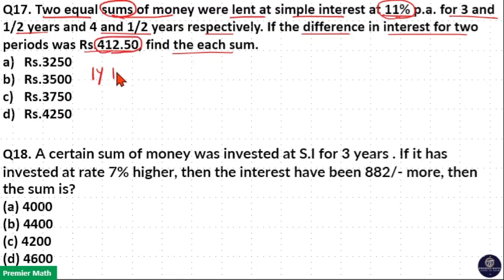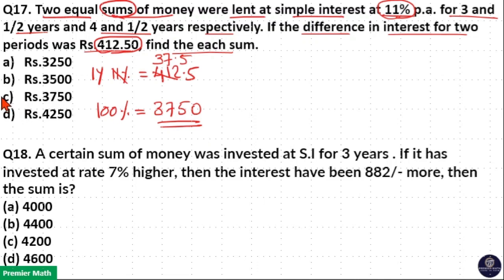So for 1 year at 11% per annum, the interest received is equal to 412.5, because sum and rate are equal. 11 goes 3 times in 41. Remaining is 8. 11 goes 7 times in 82. Remaining 5. 11 goes 0.5 times in 5.5. So 1% is equal to 37.5. Then 100% is the sum here. 100% is equal to 37.5 into 100, 3750. So option C is your answer.